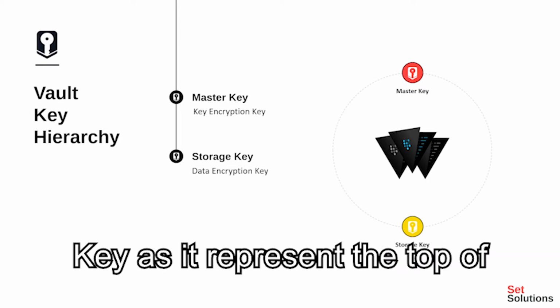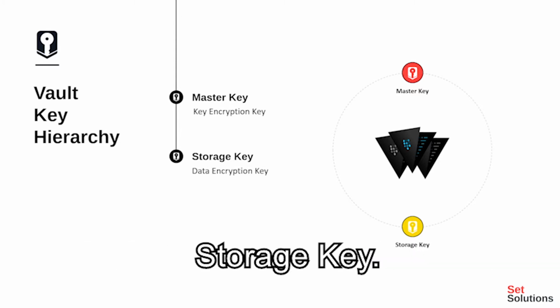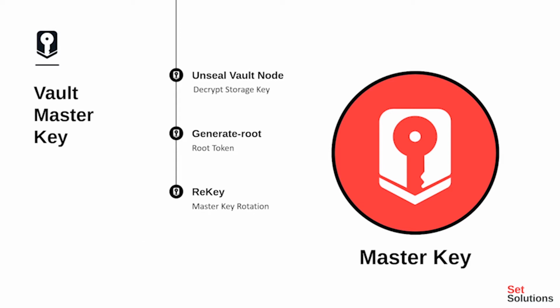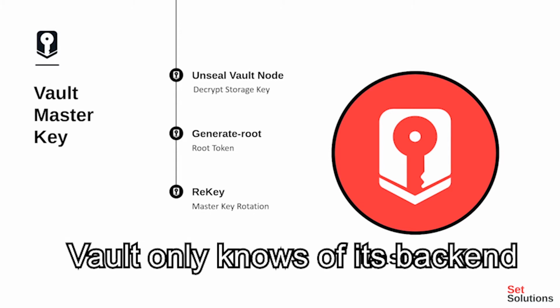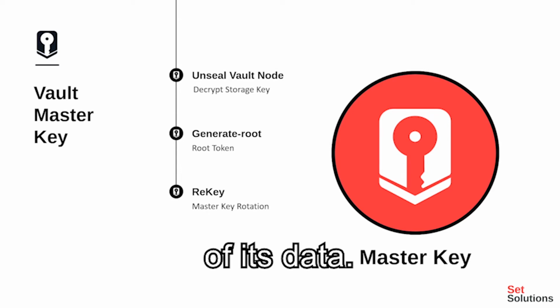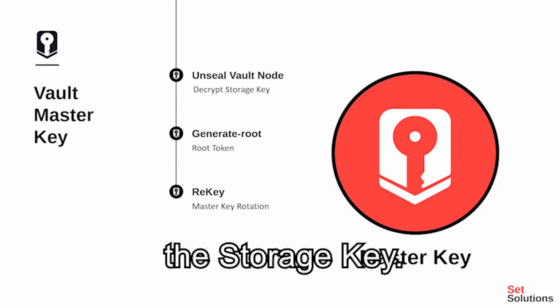let's take a closer look at the master key, as it represents the top of the key hierarchy, and it is the key that protects Vault's storage key. Vault's master key has 3 purposes. At the time of starting Vault, Vault only knows of its backend storage, but doesn't know how to access or decrypt any of its data. Unsealing Vault is a process of obtaining the master key, which is then used to decrypt the storage key.